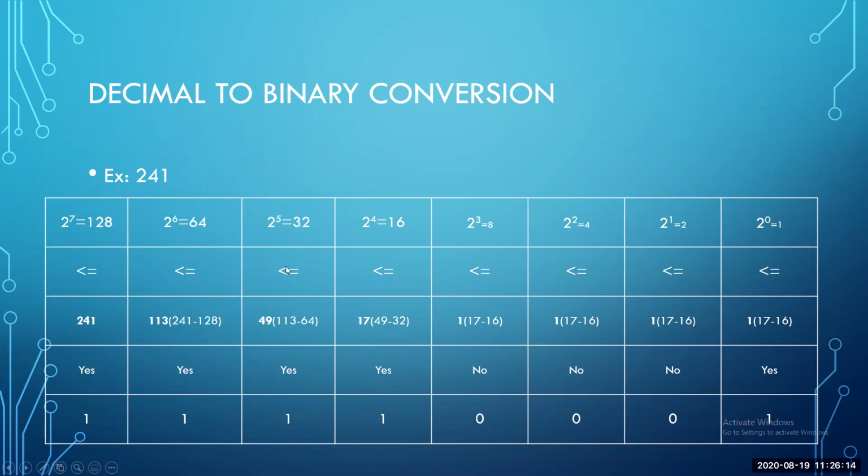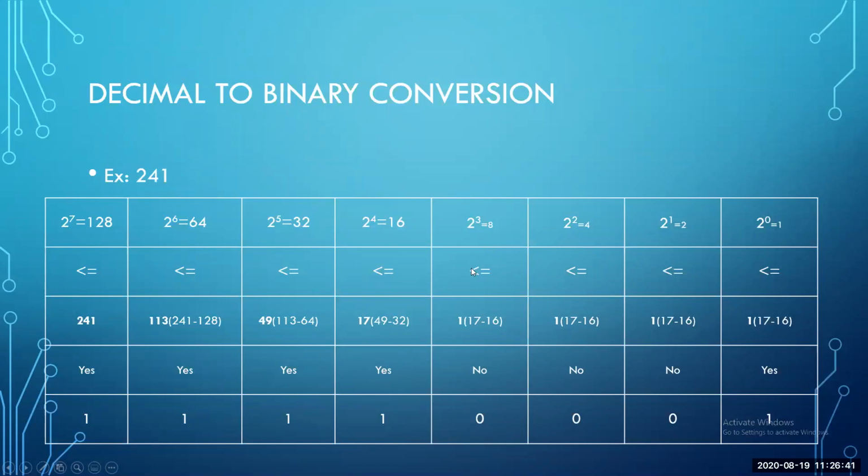Is 32 less than or equal to 49? Yes. I put another 1. Subtract 32 from 49. Is 16 less than or equal to 17, which is 49 minus 32? Yes, it is. Put another 1. Then I subtract 16 from 17, I get the 1.